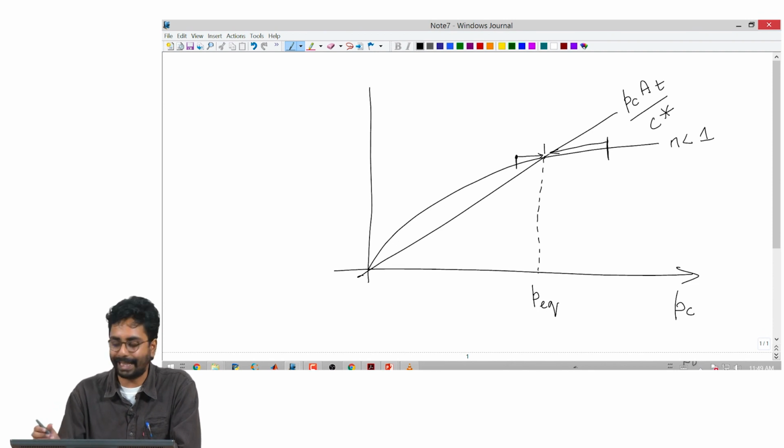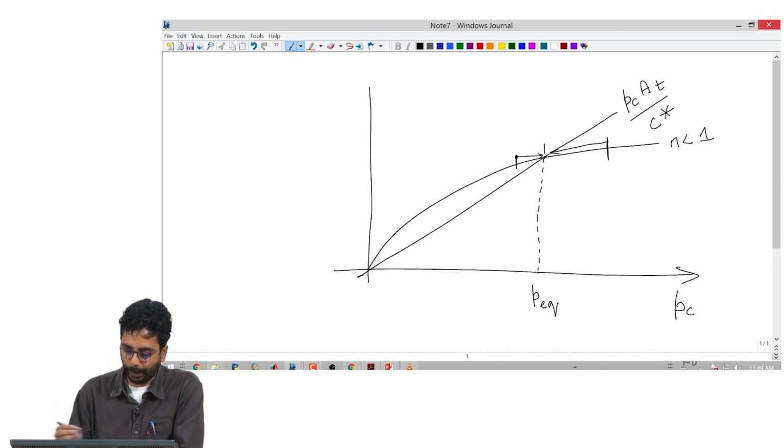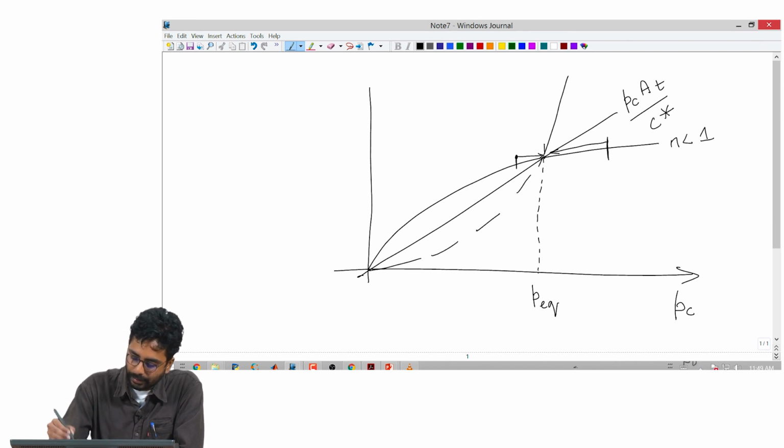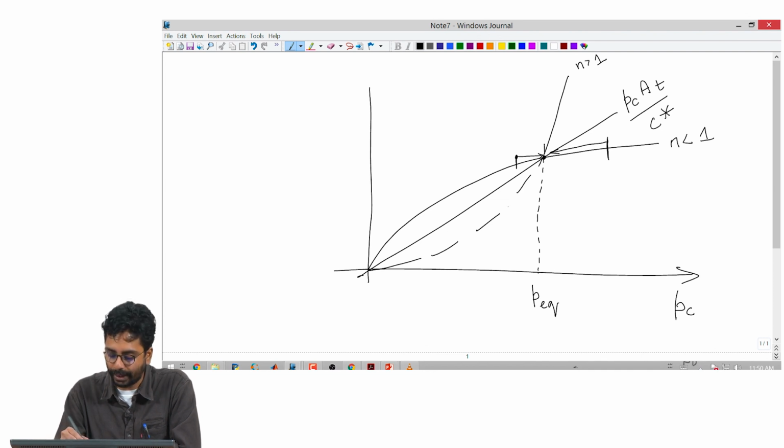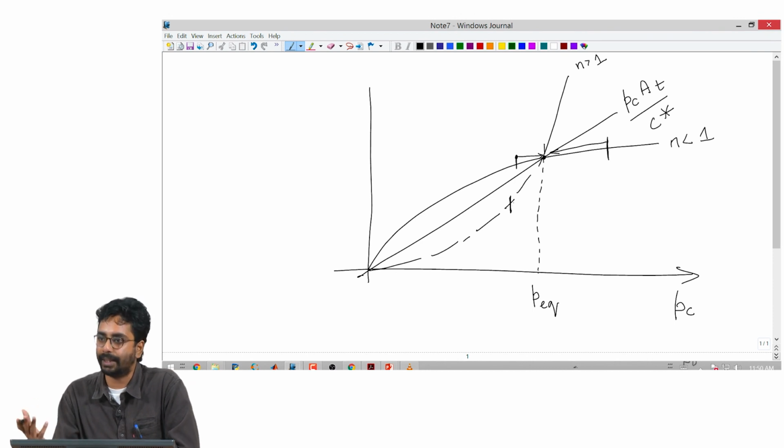This is the case when n is less than 1, but consider the case where n is greater than 1. Let us say this is n greater than 1. Here also the equilibrium point is here, but if you start from a point at a pressure lower than the equilibrium pressure, the outflow rate is greater than the mass generation rate, that means the right hand side is negative.